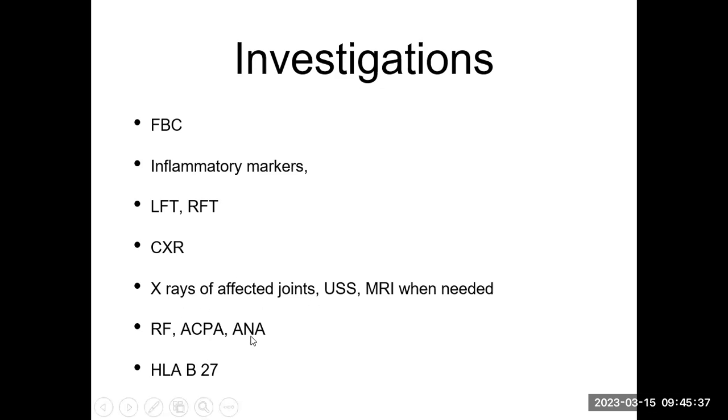And rheumatoid factor, anti-CCP antibodies, and ANA. And please don't do ACPA unnecessarily. It is expensive. I mean, if you are very sure that it is rheumatoid arthritis and the patient is a poor laborer, I don't think it is really needed. You can start treatment, and even if rheumatoid factor is negative, I will not do ACPA in a patient who cannot afford that, right? And HLA-B27, depending on the types of arthritis.